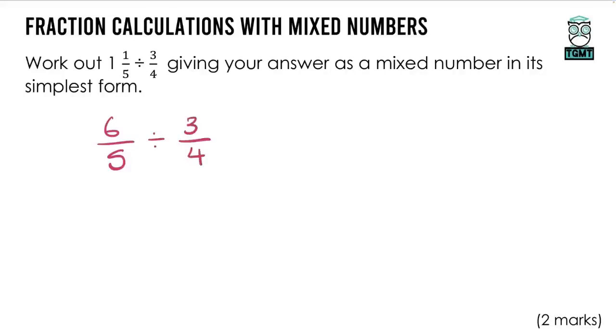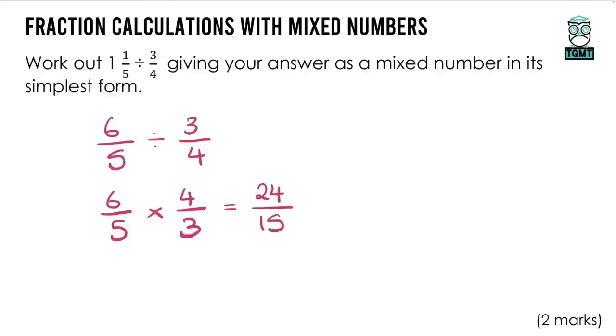And this is the scenario now where we have to multiply by the reciprocal of 3/4. So instead of doing 6/5 divided by 3/4, we do 6/5 multiplied by 4/3. We can now apply that method of just multiplying the top, 6 times 4 is 24, and multiplying the bottom, 5 times 3 is 15.